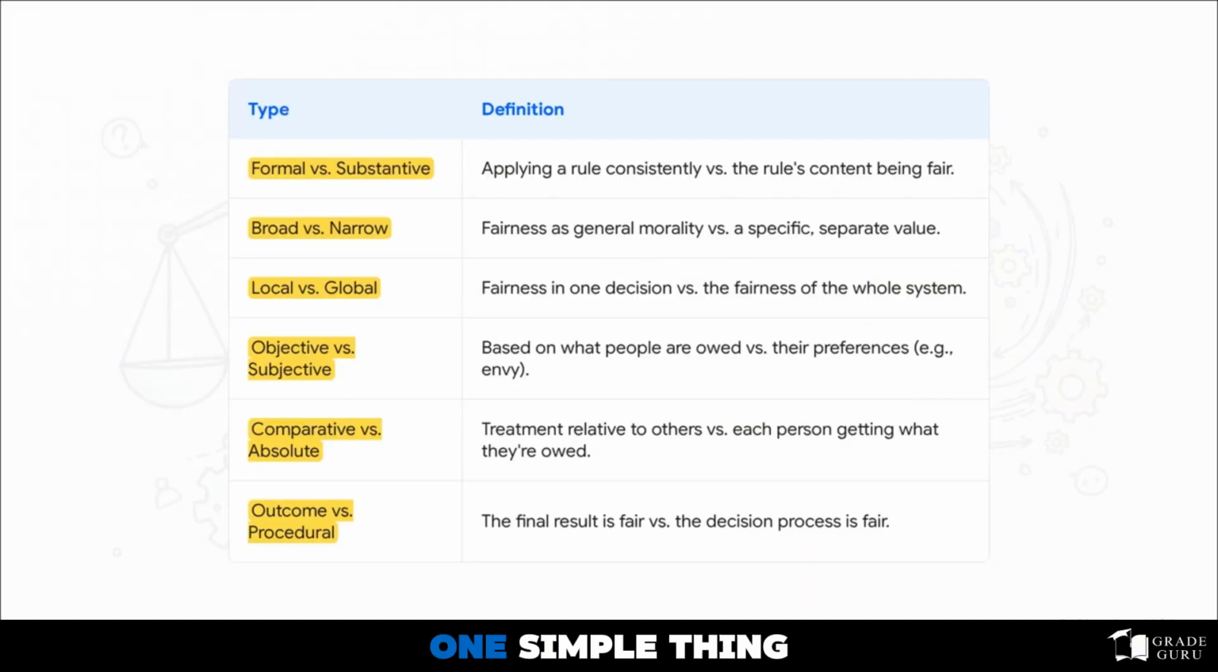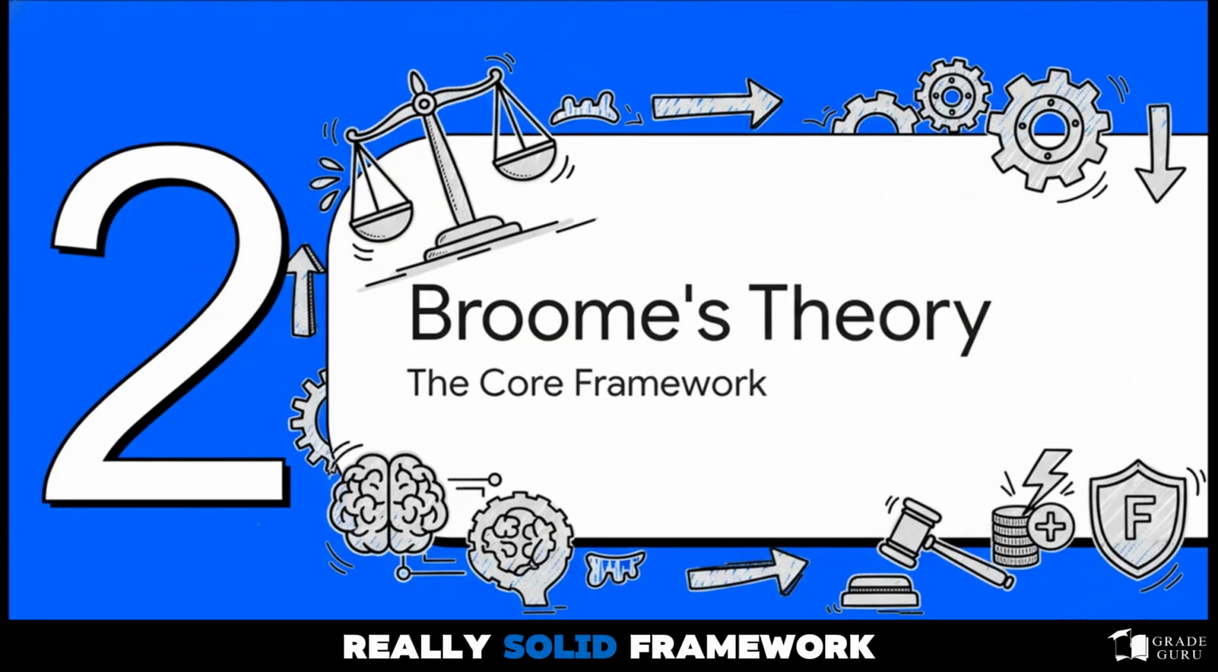Fairness isn't just one simple thing. For instance, there's a huge difference between procedural fairness, which is all about whether the process was fair, like a lottery, and outcome fairness, which asks if the final result is fair. Knowing these distinctions is absolutely crucial for analyzing ethical problems correctly. Now, for a really solid framework to analyze all this, we're going to turn to John Broome's theory of fairness. Think of this as your #1 analytical tool for these kinds of questions.